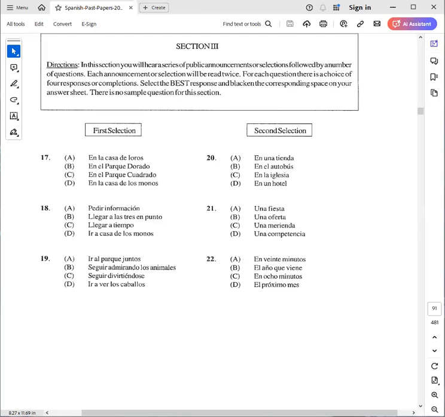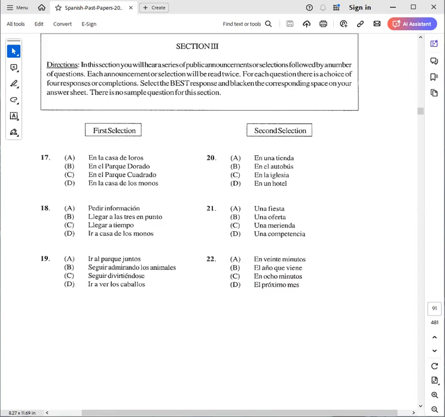exhibition park. So ¿dónde tendrá lugar la exhibición? So where will this exhibition take place? So, I mean, it says in El Parque Dorado, right? So don't get confused because it said it's to the side of La Casa de los Monos. So it's taking place in El Parque Dorado.